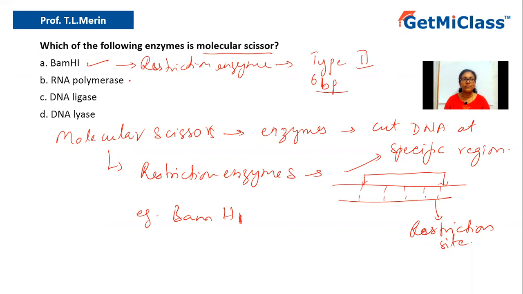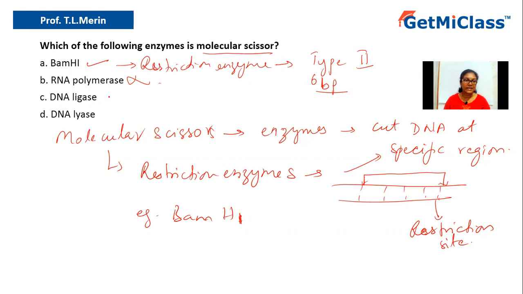Option B is RNA polymerase. RNA polymerase is ruled out because polymerase will not cut. Instead, they are involved in extension of the strand. And here, the extension of the strand happens of the mRNA and not DNA. Hence it is ruled out.